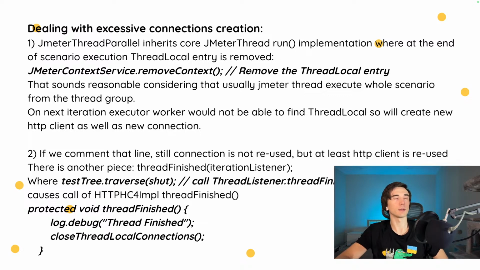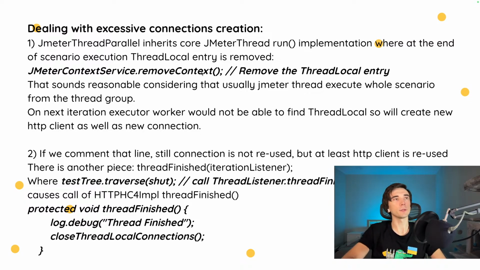Yeah, in this one. So in the core JMeter thread class, which is actually the main class responsible for all your scenario processing, we have the run method. And parallel JMeter thread is reusing this run method. So at the end, when the scenario execution is done, and in our case, scenario execution is done when even one request in the parallel controller is executed, right?